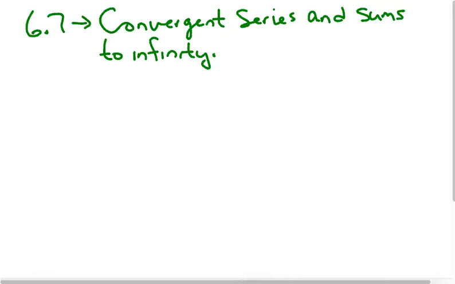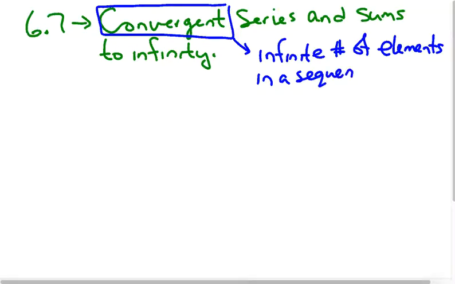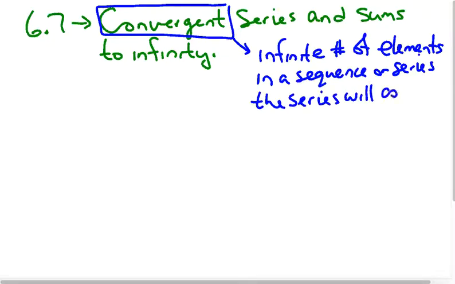The word convergent just indicates that even though we have an infinite number of entries or elements in a sequence or series, the series will converge on a specific value. Okay, so that's something to kind of keep in mind there.